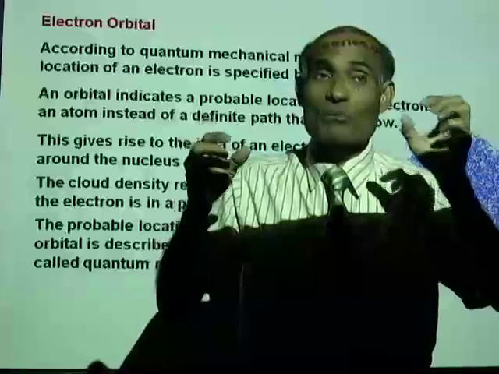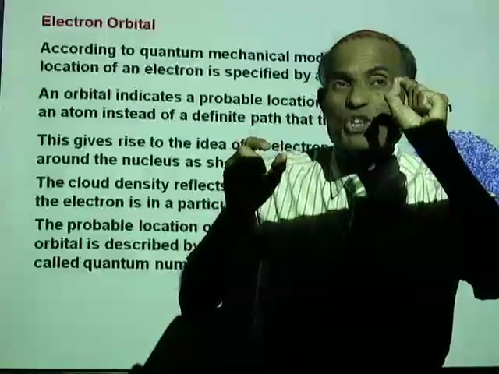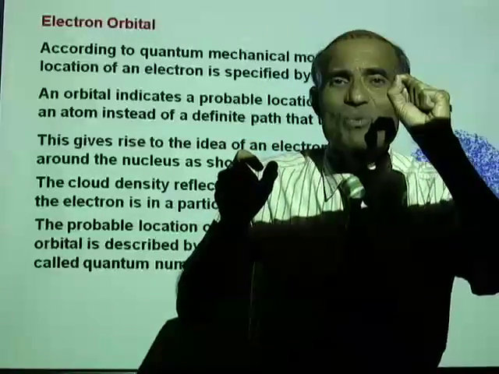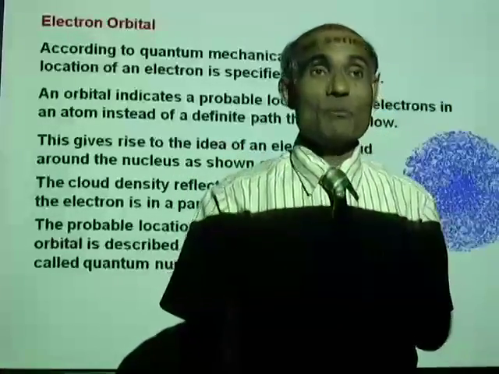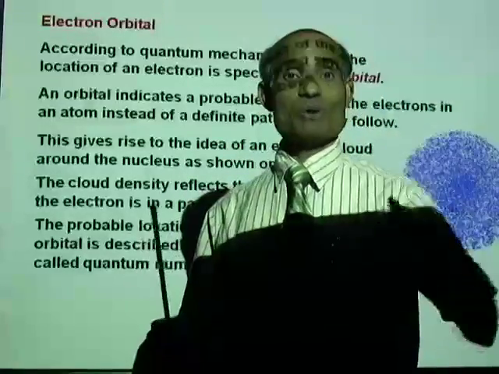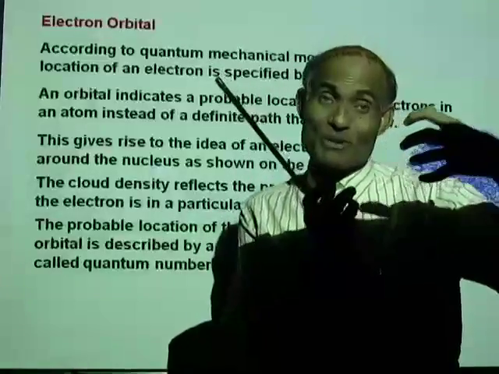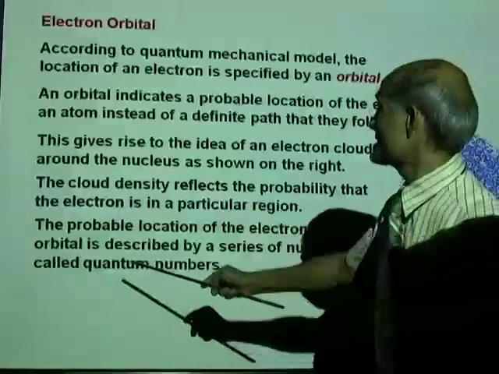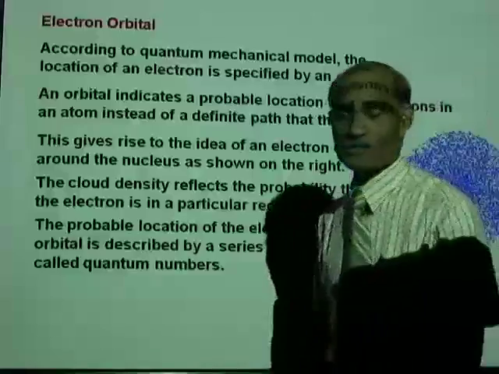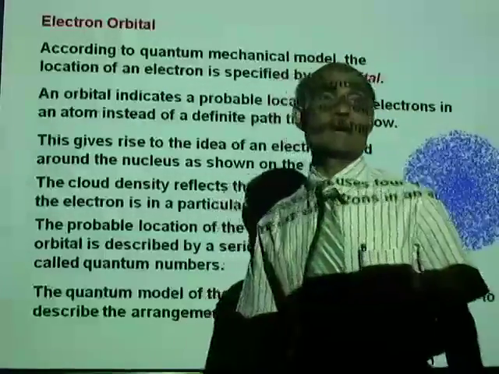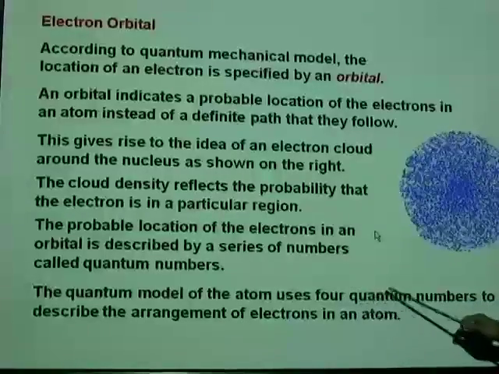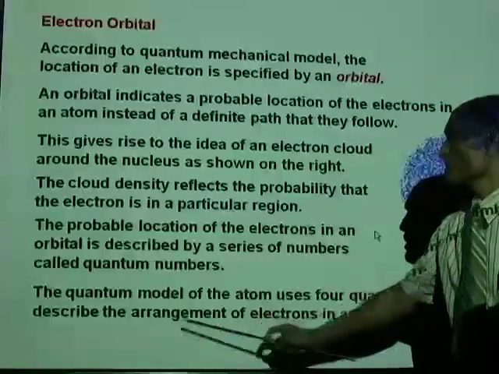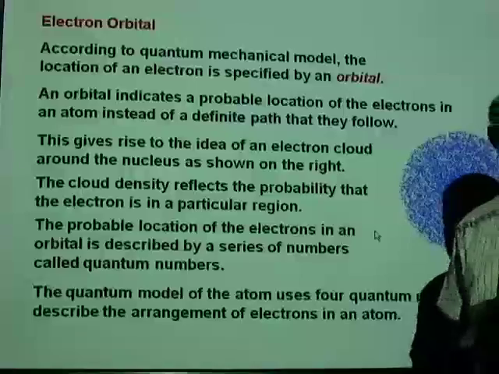In the quantum mechanical model, you don't have an electron sitting exactly at n equal to 1. But we will use that quantum number again here. But we will add more quantum numbers. Well, that makes it a little more complicated. We have a set of 4 quantum numbers in here. The quantum model of the atom uses 4 quantum numbers to describe the arrangements of electrons in an atom.